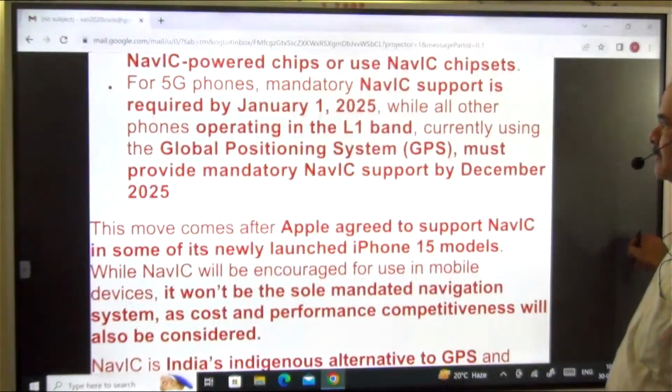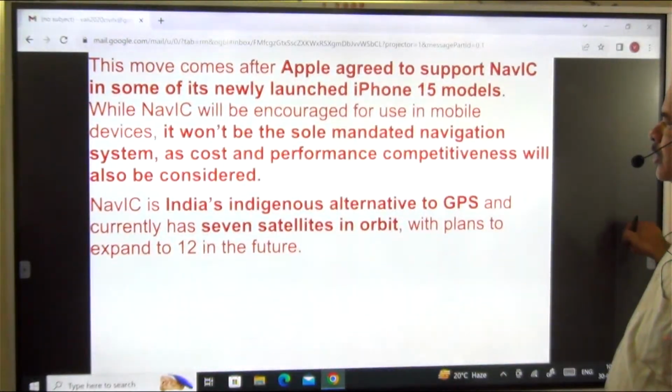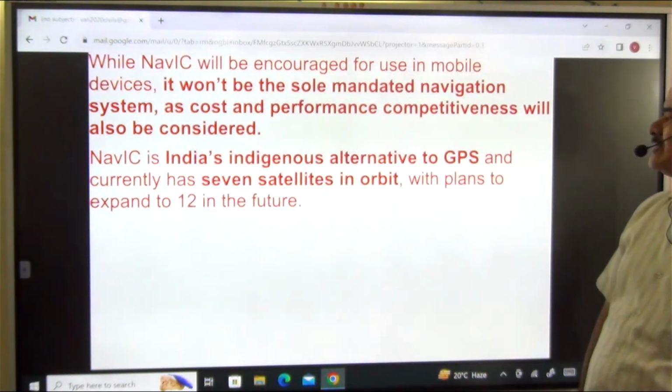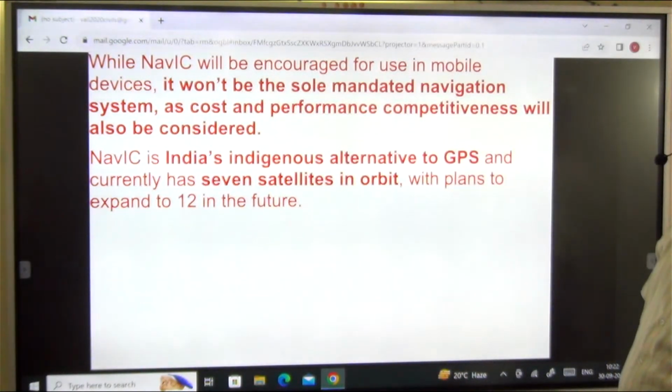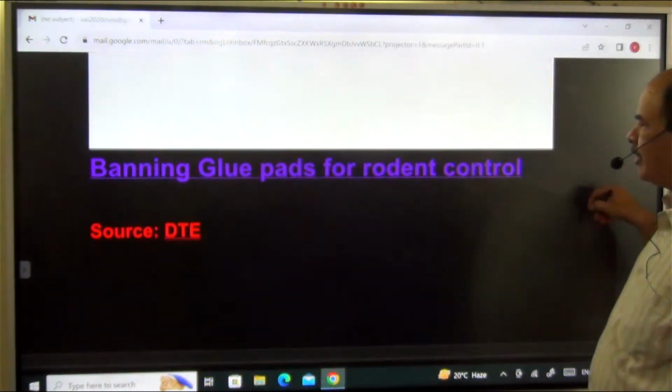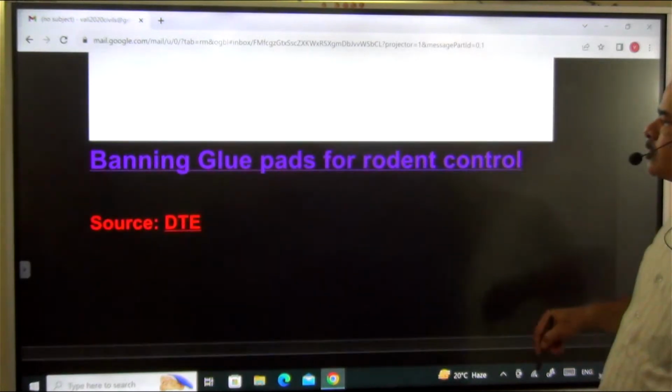Okay. Yes. NAVIC is India's indigenous alternative to GPS and currently has 7 satellites in orbit, with plans to expand to 12 in future. So remember what NAVIC is.